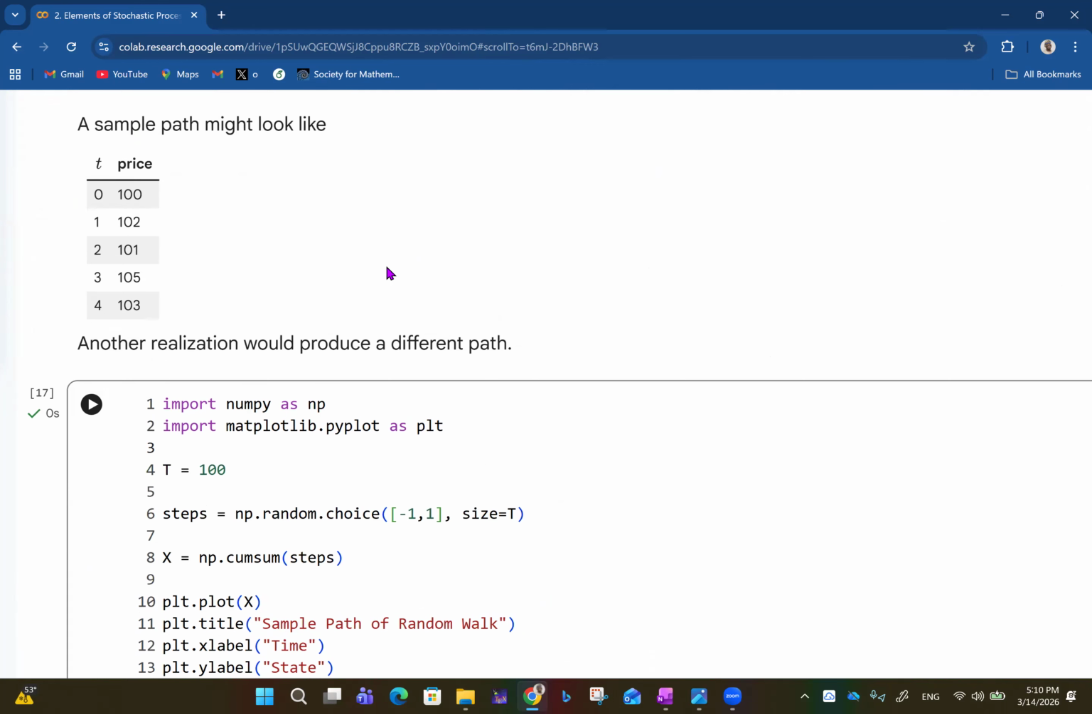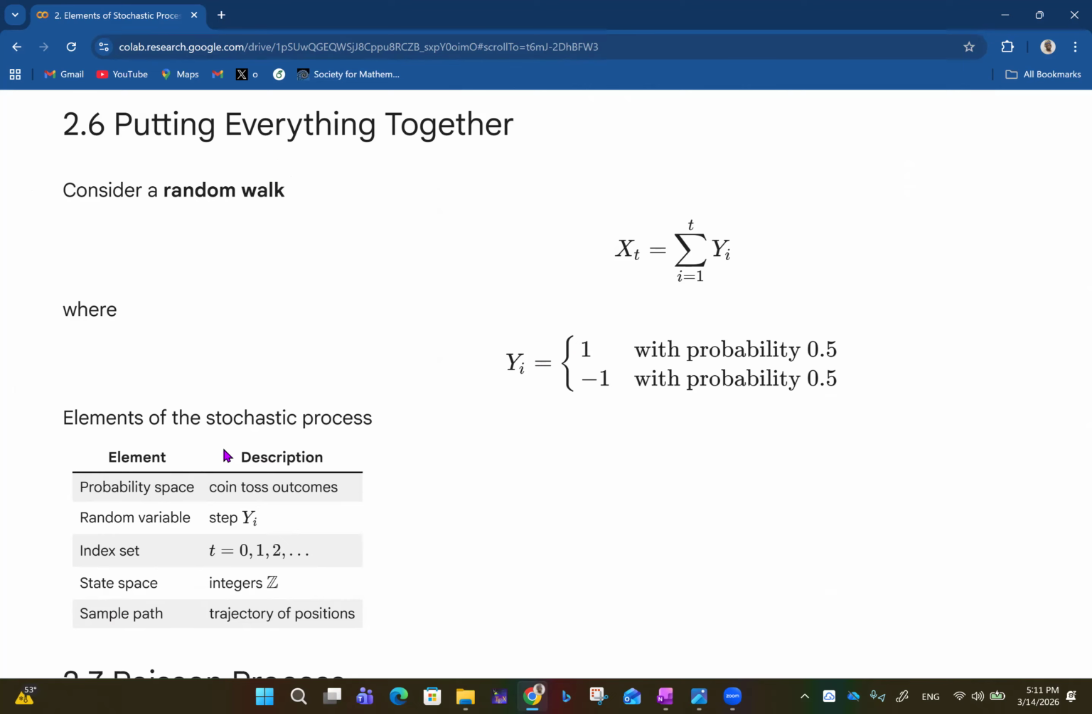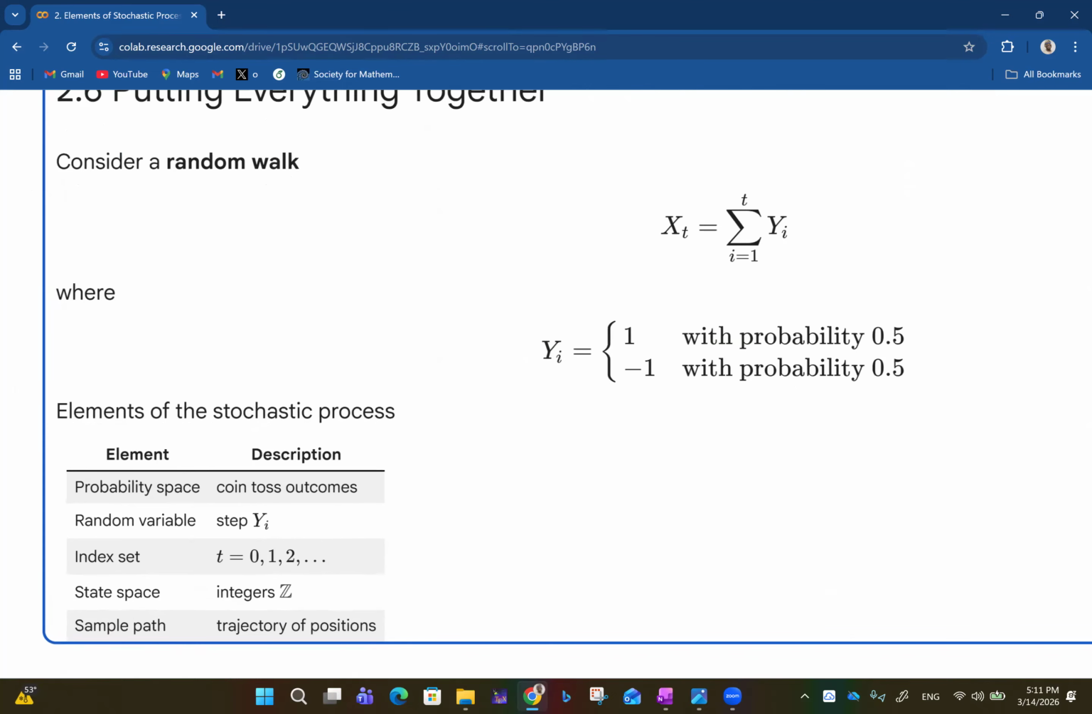So if you put everything together, consider a random walk, x of t, which is the summation from i equals 1 to t of yi, where yi, of course, this is clearly a random walk. Yi is 1 with probability 0.5 and -1 with probability 0.5. So elements of the stochastic process, you have them summarized here.